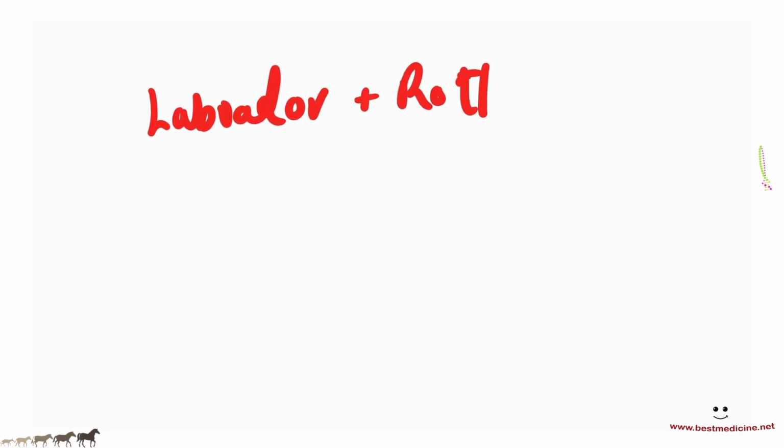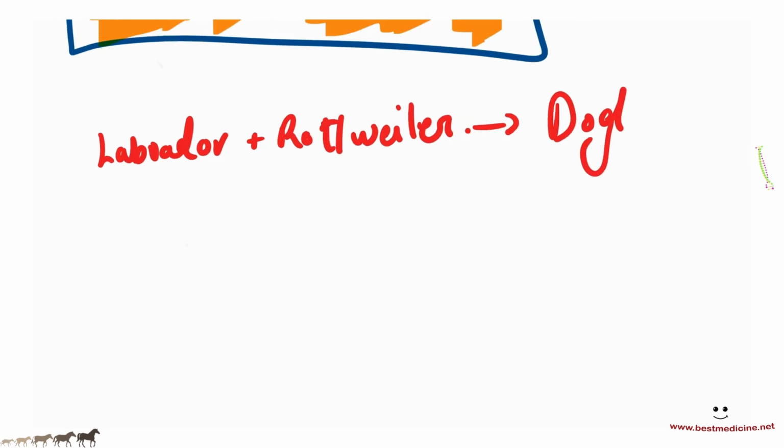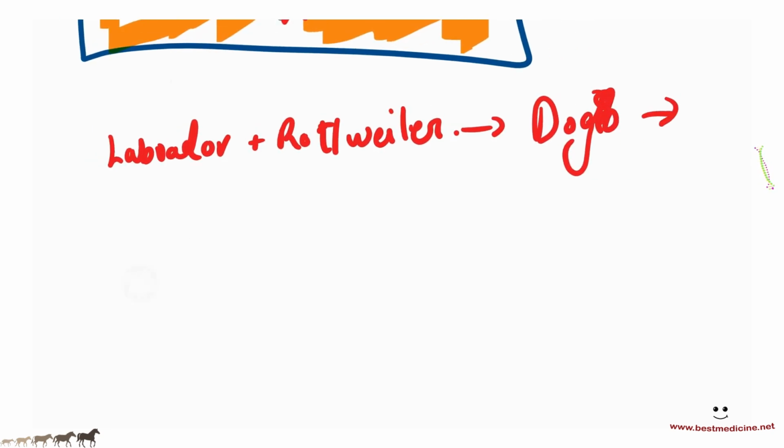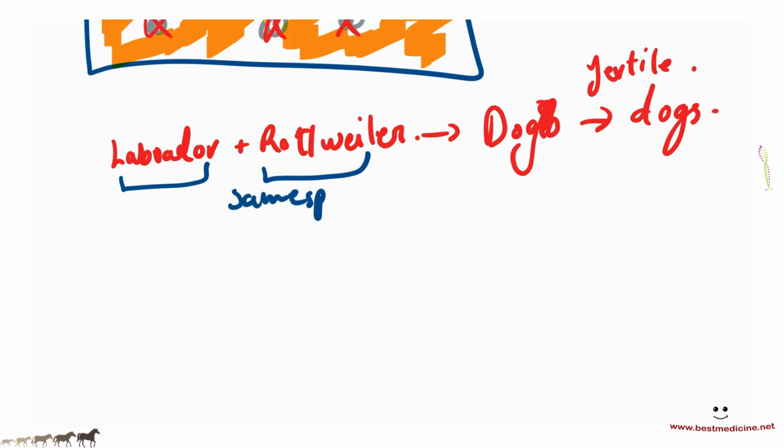You know, a Labrador and a Rottweiler. If you cross them with each other, it will produce a dog. And that dog can go ahead and give you more dogs. So that dog is fertile. This means that these two are the same species, because they're able to interbreed with one another and they're able to produce a fertile offspring, right? These two conditions have to be met for something to classify as being part of the same species.